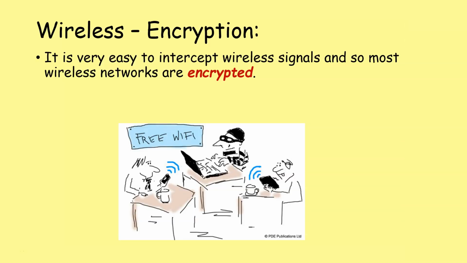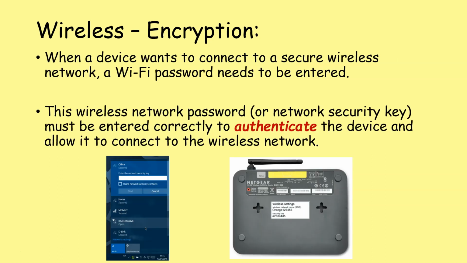Again, as I say, it's very easy to intercept wireless signals. So most wireless networks today are encrypted. And that means if you don't have the right password, you can't access the network. You can't send and receive data. When a device wants to connect to a secure wireless connection, a Wi-Fi password needs to be entered. I'm sure we're all used to doing this.